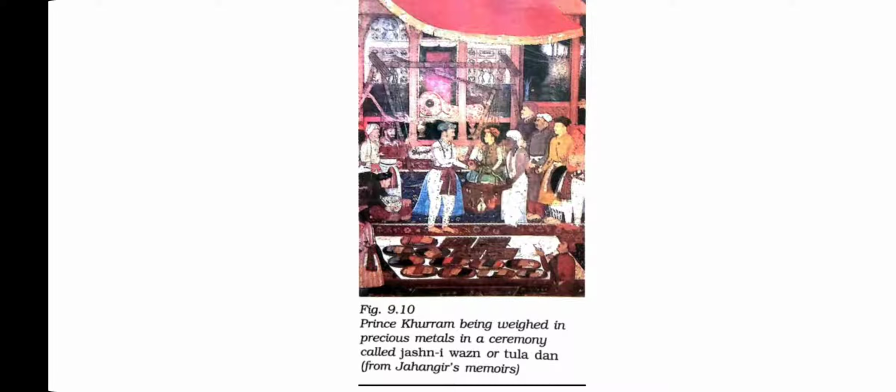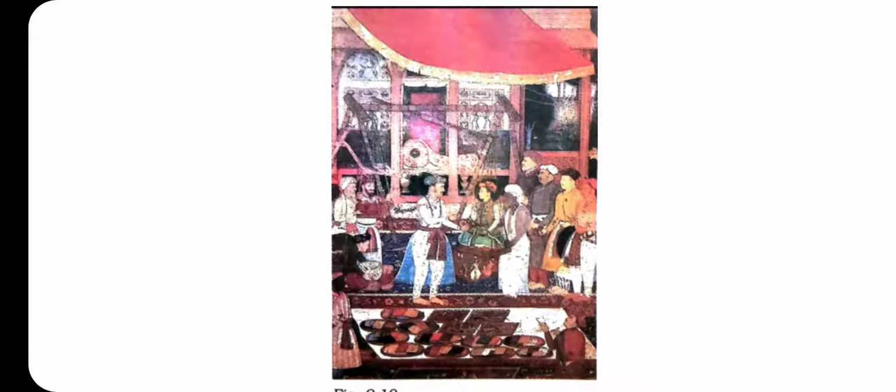Now in this painting, we see Prince Khurram being weighed in precious metals in a ceremony called Jashn-e-Wazn or Tula Dan. This painting has been taken from Jahangir's memoirs. The ceremony of Tula Dan is where your weight was taken and against your weight, precious metals and food grains and all kinds of things were measured. It was also followed by a lot of other rulers throughout the Indian subcontinent.